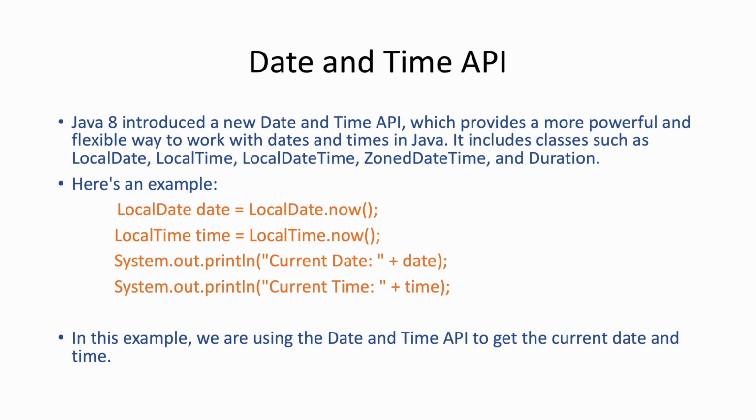Next feature we have is Date and Time API. Java 8 introduced a new Date and Time API, which provides a more powerful and flexible way to work with dates and times in Java. It includes classes such as LocalDate, LocalTime, LocalDateTime, ZonedDateTime, and Duration. Here's an example. In this example, we are using the Date and Time API to get the current date and time.